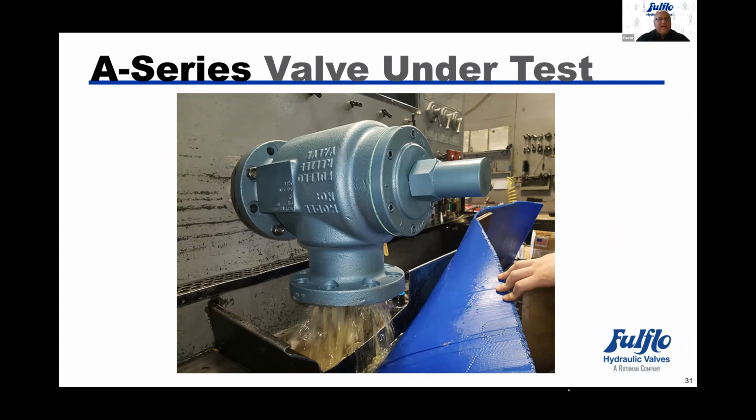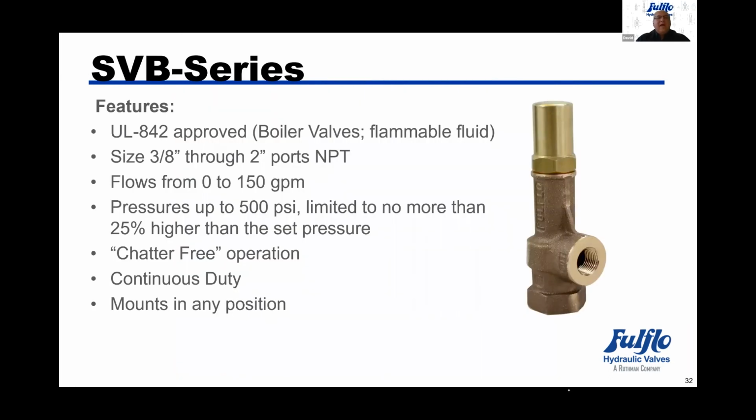The SVB-Series valve is a UL 842 approved valve. The 842 is for valves that are intended to be used to control flammable fluids and vapors. For the fuel oil, number 6 fuel oil, whatever, going to the boiler, it's going to regulate that pressure. As the boiler might shut off, everything is dumped back through the relief valve to protect the pump, gear pump, whatever it may be, from overpressurization.